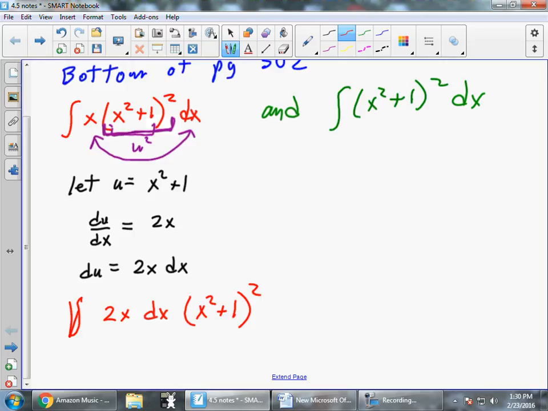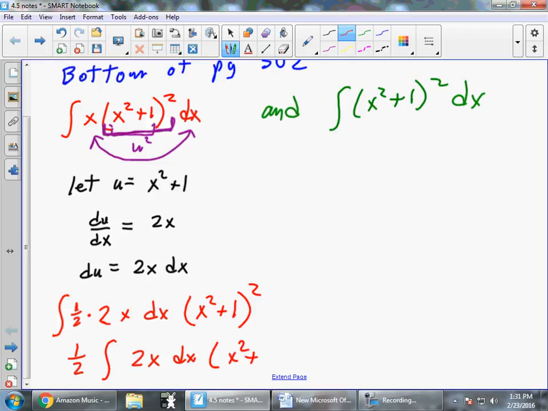I'll back up a little bit, Kylie. How about if I go like this? The integral of 1/2 times 2x dx. Can I do that? Legal? Tucker? 1/2 times 2? That'd be 1, so it's 1x. So that's cool. And as you all know, then, I could say this is equal to 1/2 times the integral of 2x dx times x squared plus 1 squared.